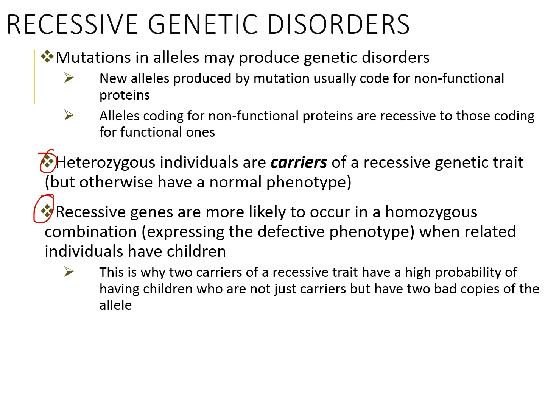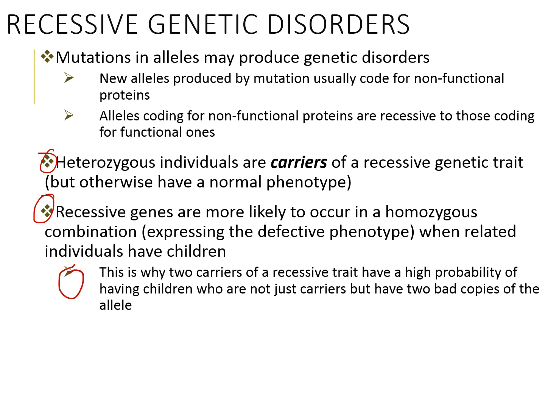Recessive genes are more likely to occur in a homozygous combination expressing the defective phenotype when related individuals have children. That's called inbreeding. Generally it doesn't happen in Homo sapiens, but does happen in other animals. Black bears, for example, cannot recognize their mother when they grow up, can't recognize their father when they grow up, and that's one of the reasons why they are genetically basically programmed, the males, that is, to run far away and seek new territory. It's a way of reducing the likelihood of inbreeding.